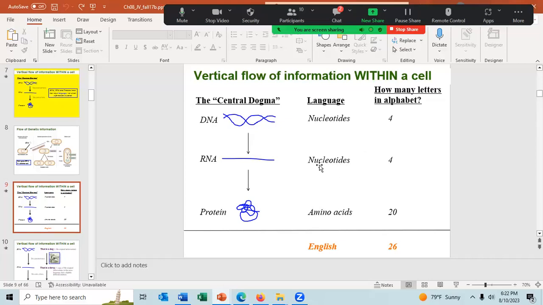And then the information flows from the RNA to the protein, and the language is the language of amino acids. And there are 20 different amino acids in proteins. And so the information is now stored in the amino acids, and there are 20 different of them. As a comparison, English has 26 letters in its alphabet. Any question about any of that?